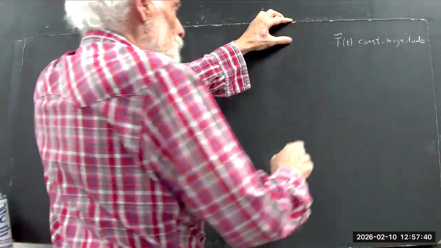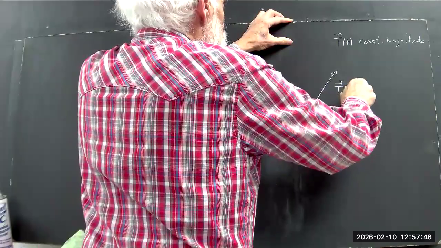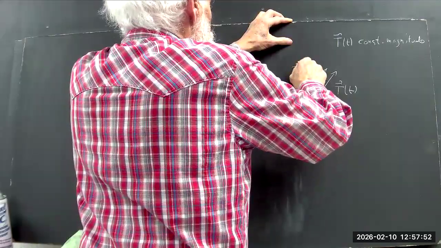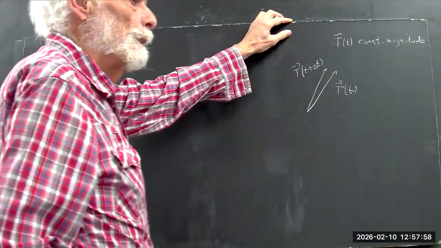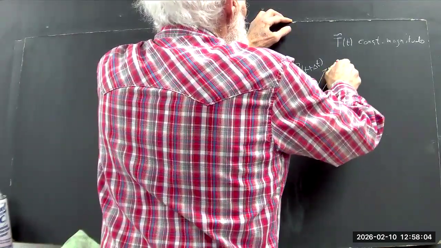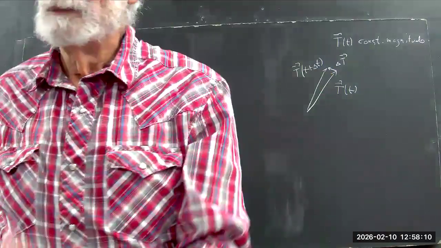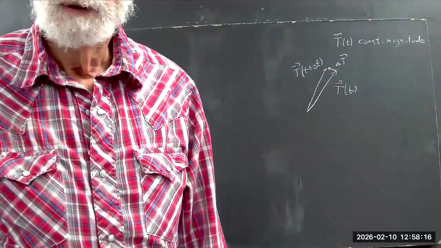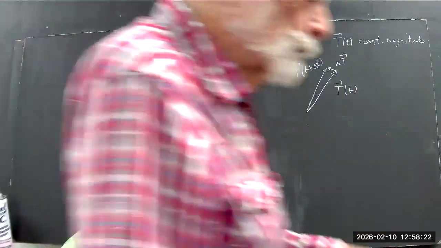T of t has a constant magnitude. So if I have T of t and T of t plus delta t, then this little vector here is the change from here to here, from this vector to this vector. Okay? What kind of a triangle does this make? Talk about this for a second.